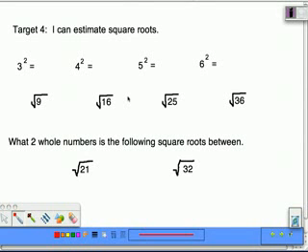Unit 7, Target 4. I can estimate square roots. To be able to estimate our square roots, first of all, we must know our perfect squares. Our perfect squares are numbers that when squared also will have a square root.